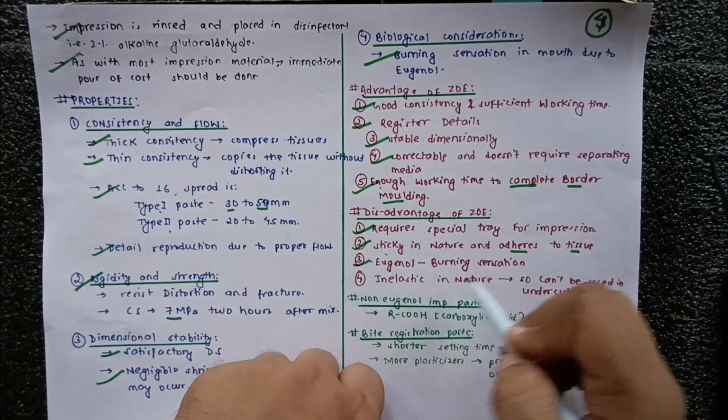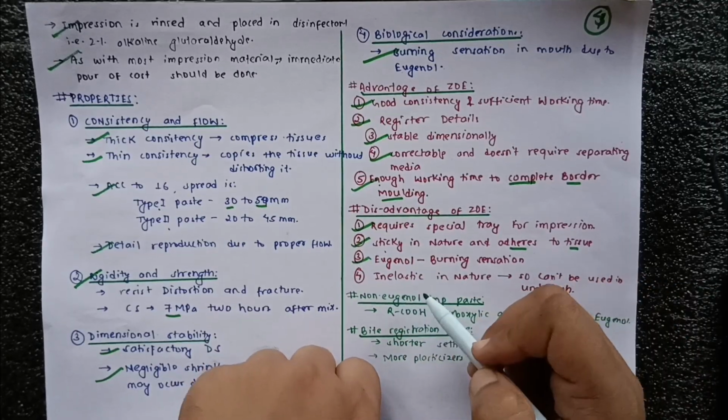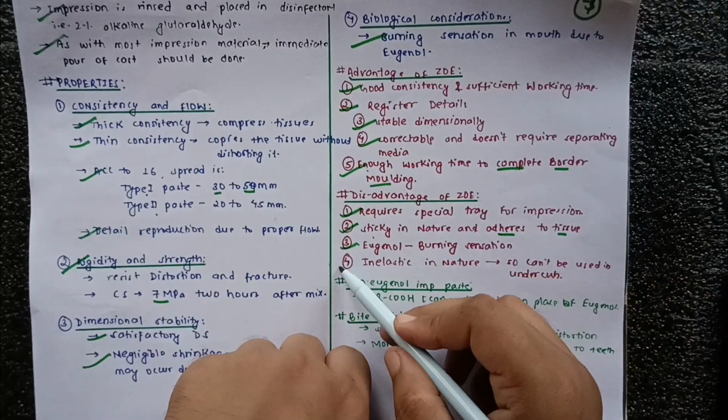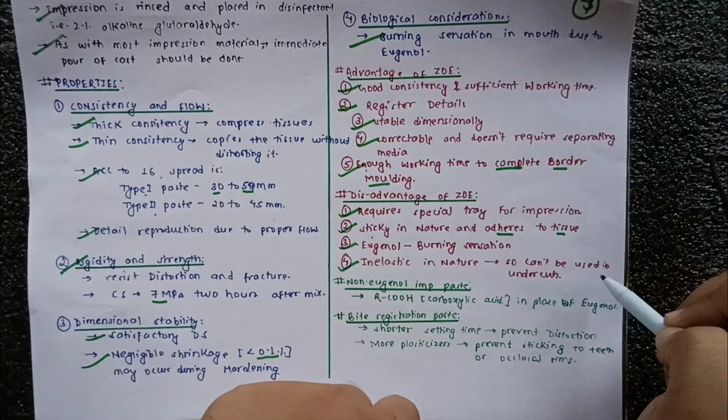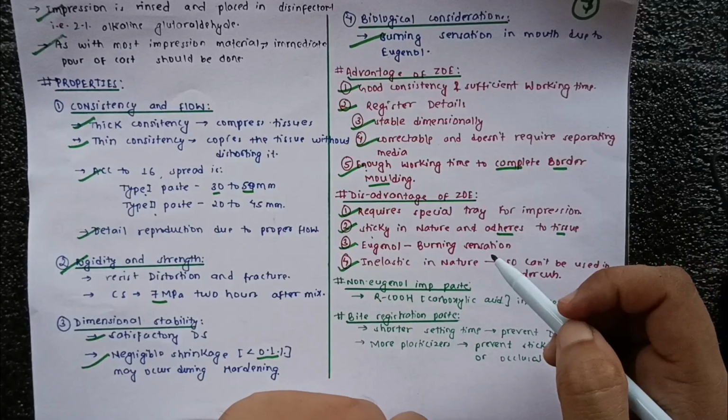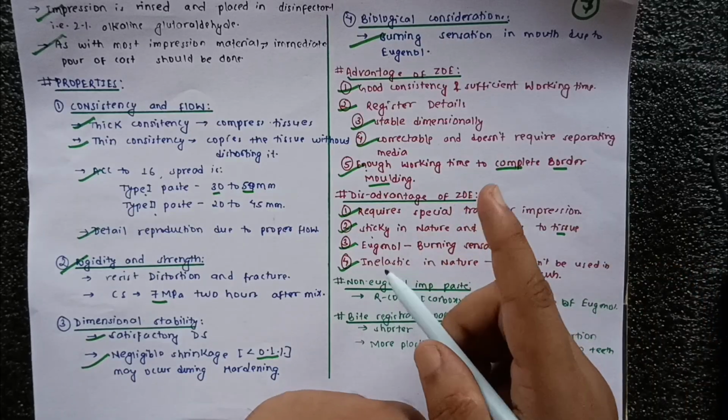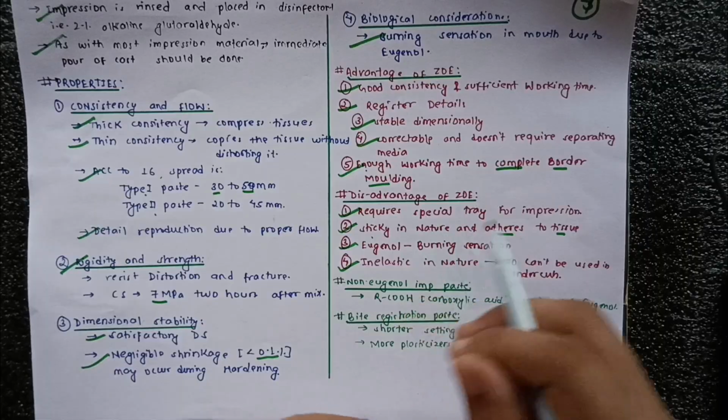After that, eugenol gives the burning sensation, and it is inelastic in nature, so it can't be used in undercuts. Previously, in the first paper, I also told that it is only used for edentulous patients.